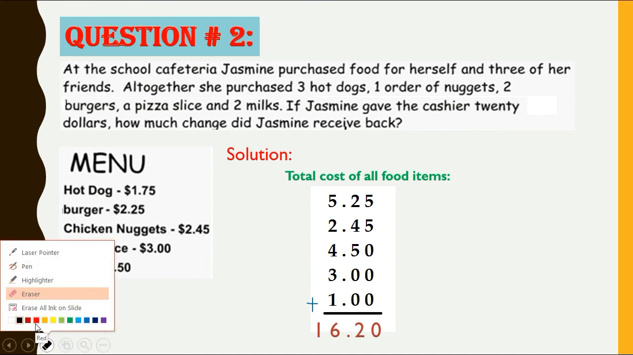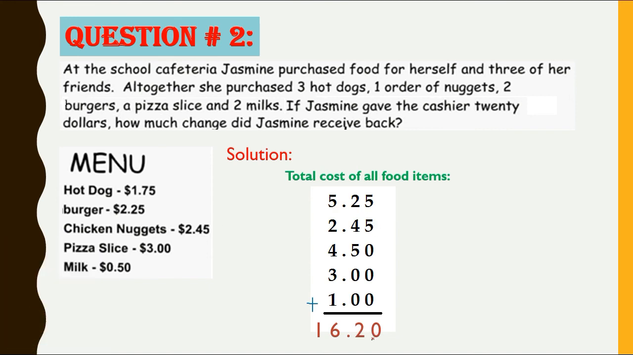How have we gotten 16.20 here? 5 plus 5, 10, 0 and 1 carry. Now we'll add them. 2 plus 1, 3, 3 plus 4, 7, 7 plus 5, 12. We write 2 here and put 1 carry here. Then we put the decimal point below the decimal point. Now we'll add them. 5 plus 1, 6, 6 plus 2, 8, 8 plus 4, 12, 12 plus 3, 15, 15 plus 1, 16. So the total cost of food items is 16.20.